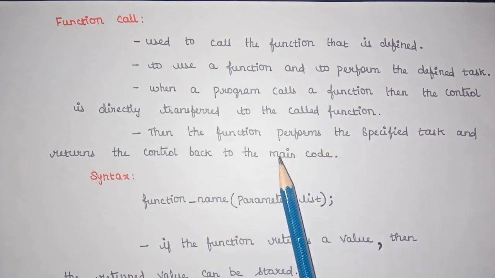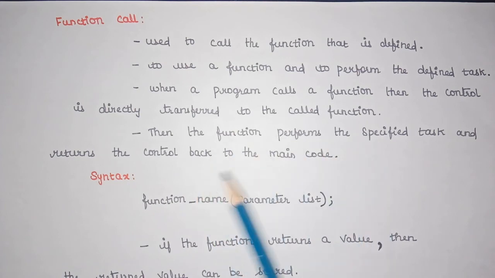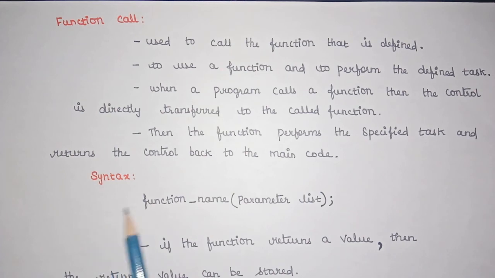If you are using the function call in the main code, then the control goes back to the main code. The syntax for a function call is just specifying the function name and parameter list. In the function call there is no need to specify the return type. We just specify the function name along with the parameter list. Even in the parameter list we do not use any data types; directly we can give the variable names. There is no need to specify the data types in a function call.